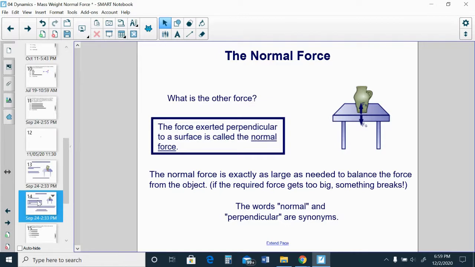So this other force is exerted in a perpendicular direction to a surface, and it is called the normal force. The normal force is exactly as large as needed to balance the force from the object. So if the required force gets too big, then something will break. Now, why is it called the normal force? Normal is a synonym for perpendicular. So you could also call it the perpendicular force, but calling it the normal force is the same thing and a lot easier.